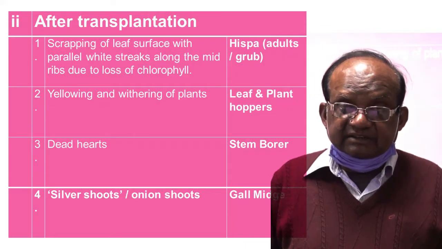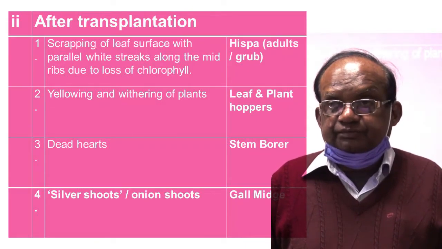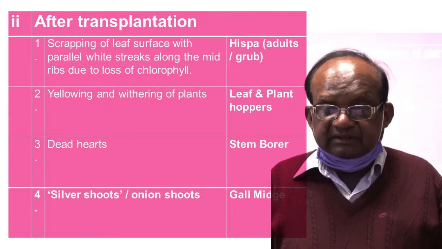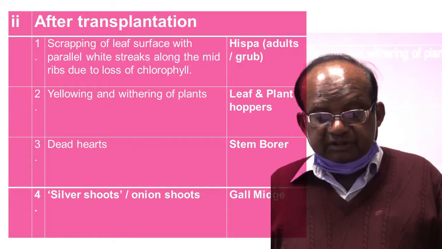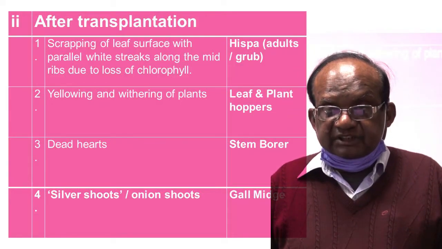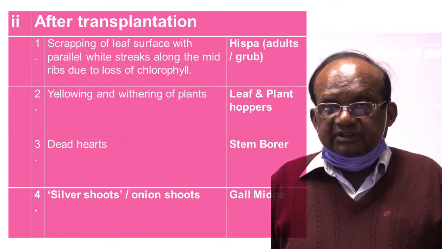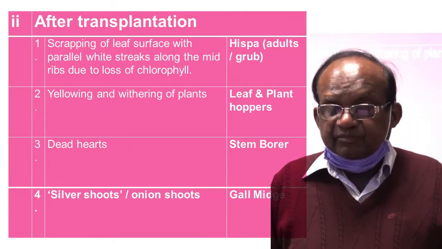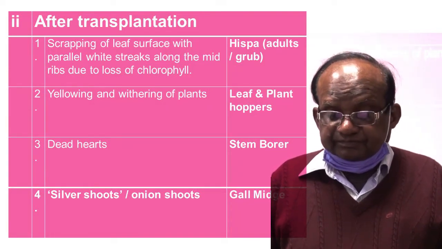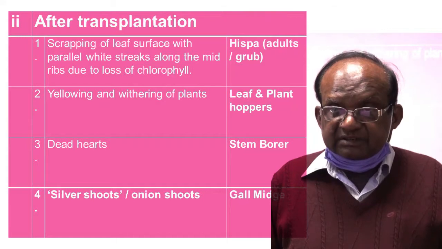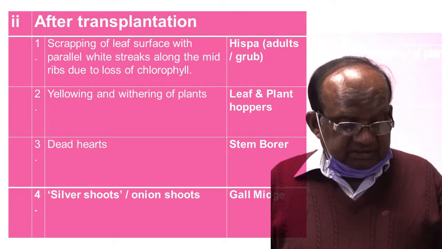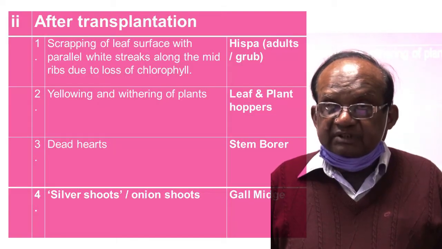Then if deadheart is there, that is, if the growing central shoot, the central tiller, is drying and drooping downwards, this symptom is known as deadheart, and it indicates the attack of stem borer. If the central shoot of rice in the vegetative stage resembles an onion shoot, onion leaf, then this indicates the attack of rice gall midge. Rice gall midge attacks the plant right from nursery to the vegetative stage, just before panicle initiation stage, and its maximum attack is observed visually in the tillering stage also.